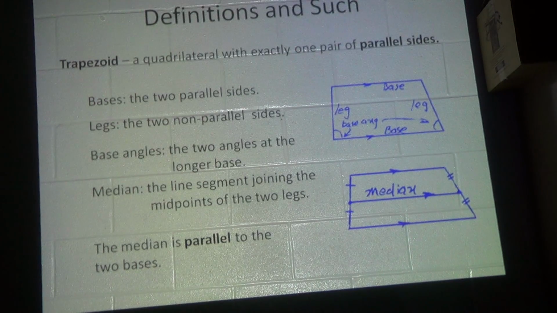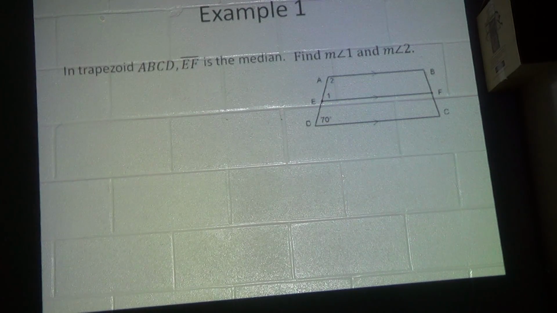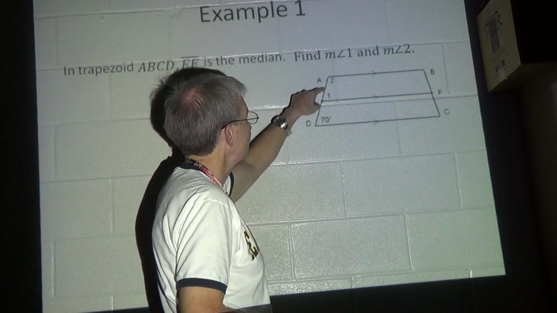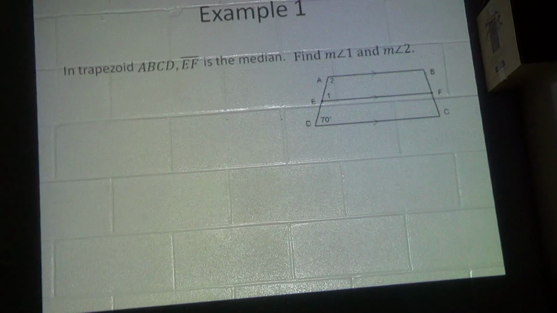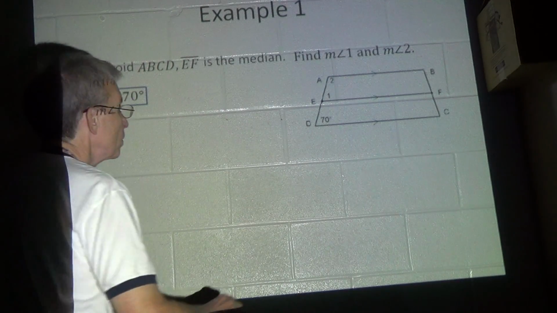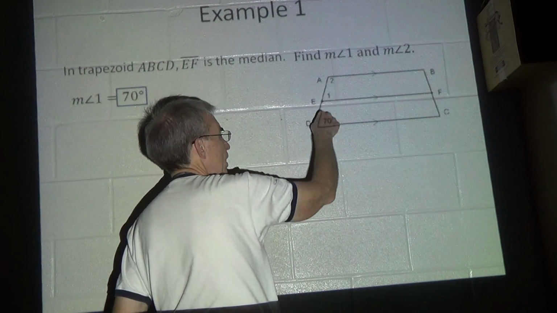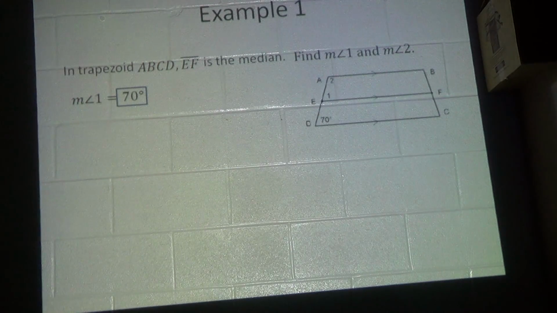All right, let's take a look at this. Example 1: in trapezoid ABCD, segment EF is the median. They want you to find the measure of angle 1 and the measure of angle 2. So this angle and this angle they want us to find. Okay, the measure of angle 1 is equal to 70 degrees. The reason why is because these are parallel lines, this is a transversal, so these are corresponding angles, and corresponding angle pairs are congruent.